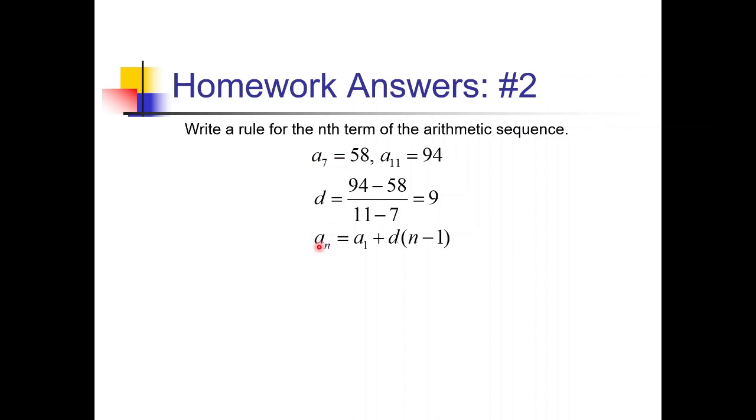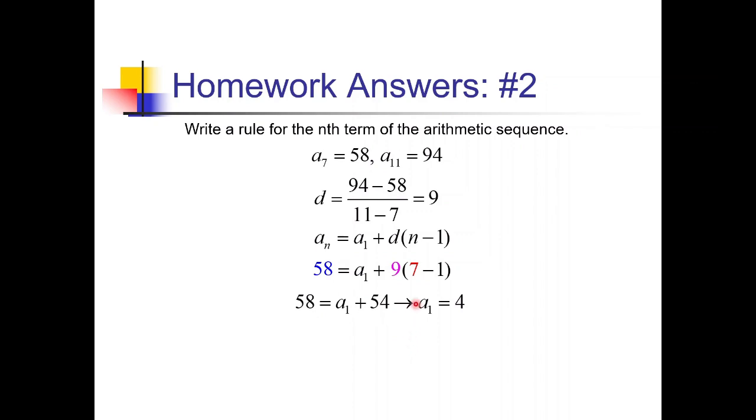So for a sub n, I'm going to use 58. a1 I'm solving for. d I've got 9. And for the n value, since I'm using 58, that means I have to use the index 7 for that n. So we've got 7 minus 1, which is 6. 9 times 6 is 54. And then to get a1, let me just subtract that. So a1 would be 4 then.